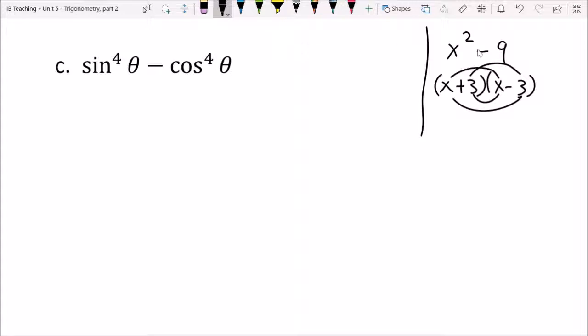What if instead of that, it said x to the 4th minus 9? How would that factor differently? Well, here, x times x was x squared. Well, we need something that makes x to the 4th. So let's do x squared and x squared. And it would still be plus 3 and minus 3.